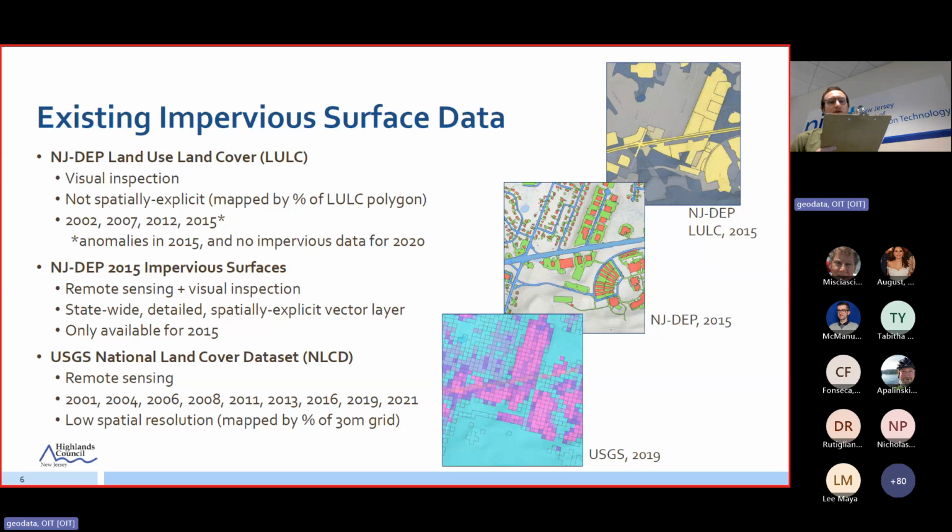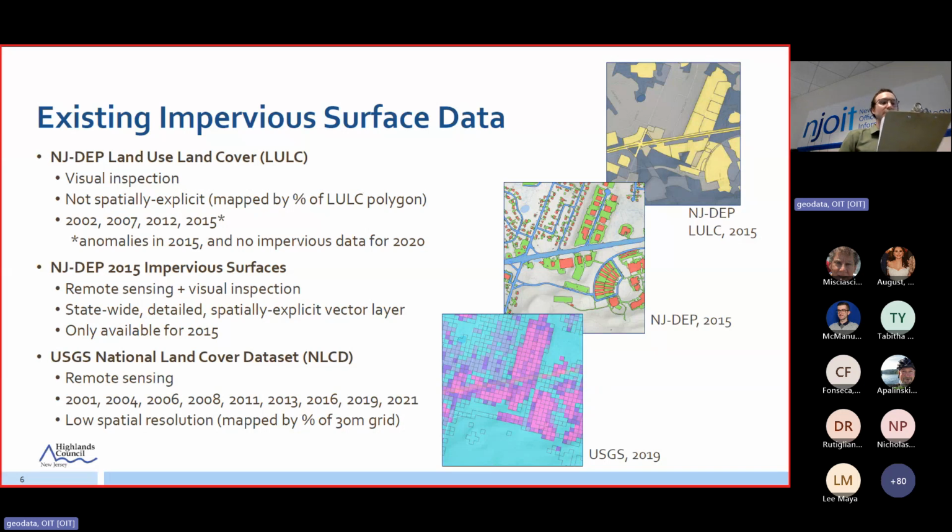The DEP also provides a spatially explicit data set, so it actually maps impervious surface on the ground, at a 1-foot resolution snapshot of 2015 data that uses a mix of supervised classification and also some manual digitizing for building footprints and other features. Also, the USGS provides a 30-meter resolution data set as a percent of grid cells.